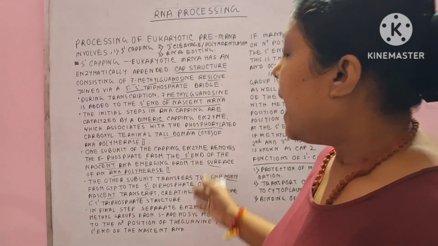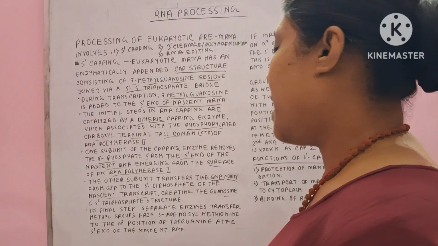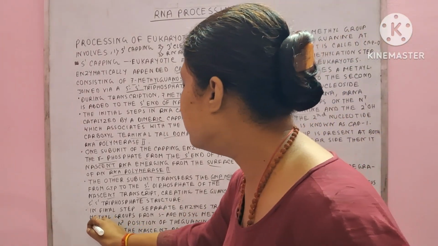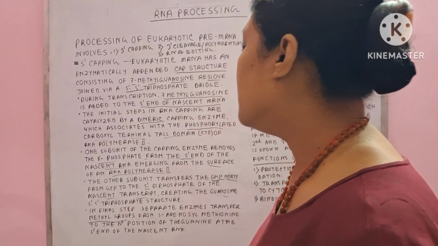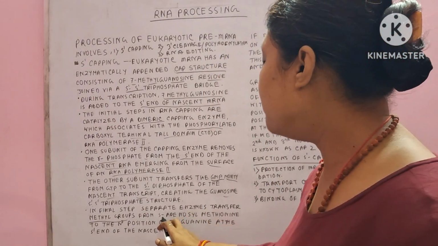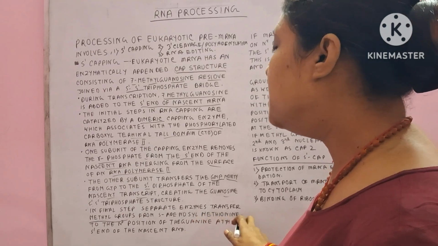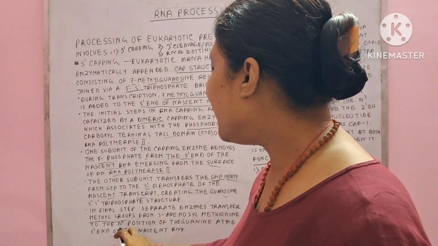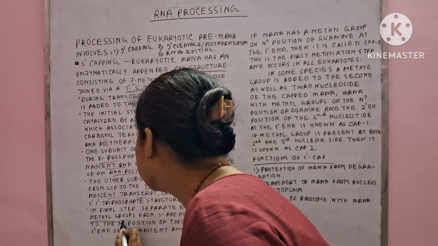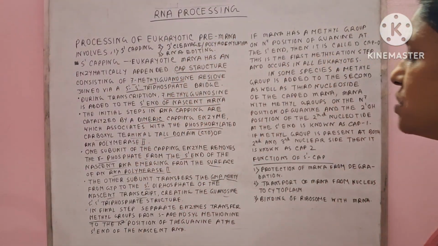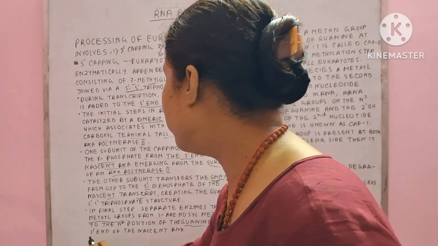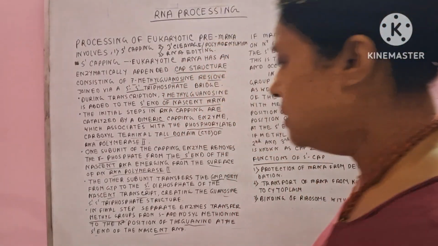Okay, and in the final step what happens? Another enzyme transfers the methyl groups. Okay, that transfers the methyl groups from where? From S-adenosyl methionine to where? To the N7 position of the guanine at the 5' end of the RNA.